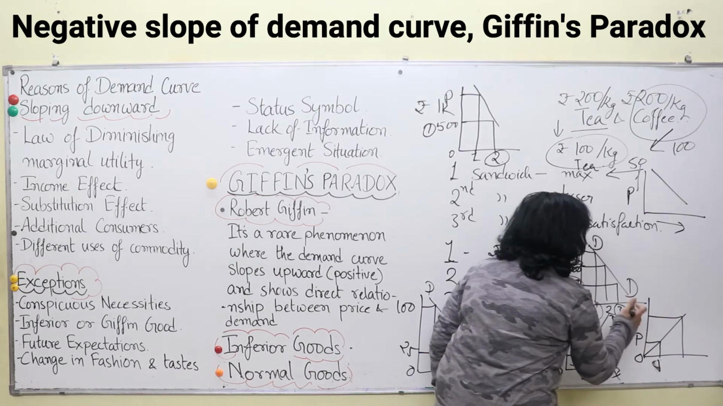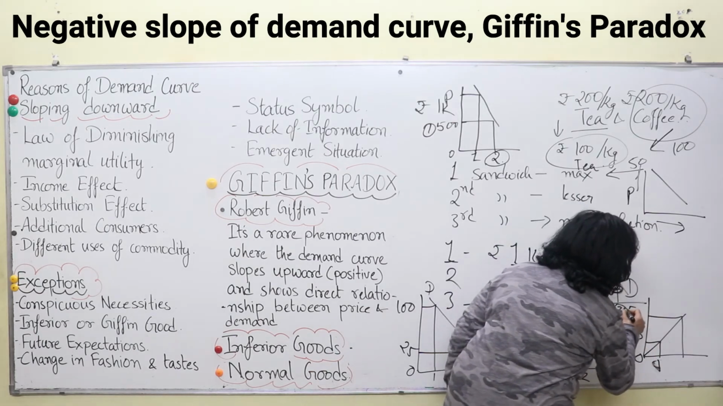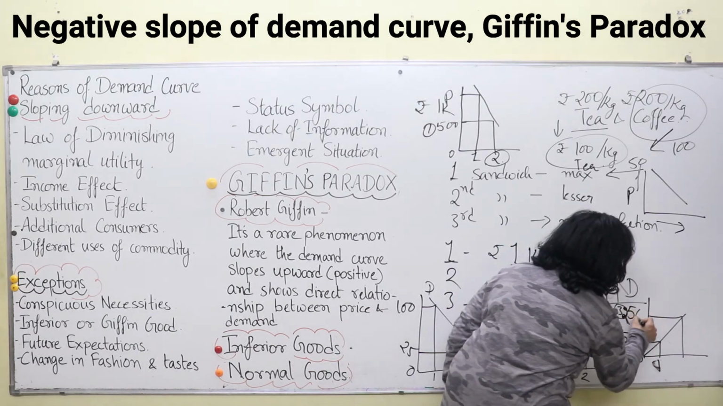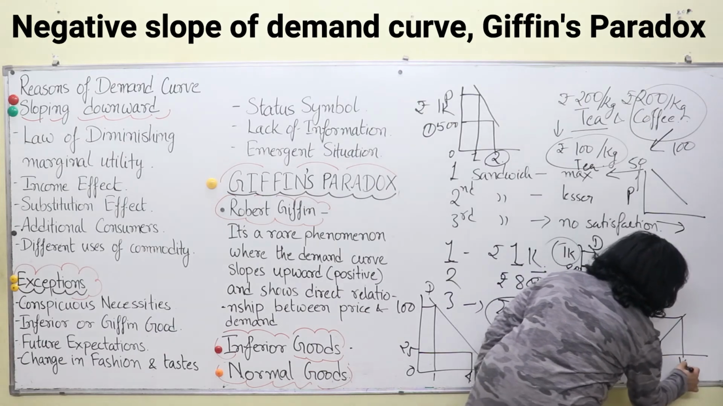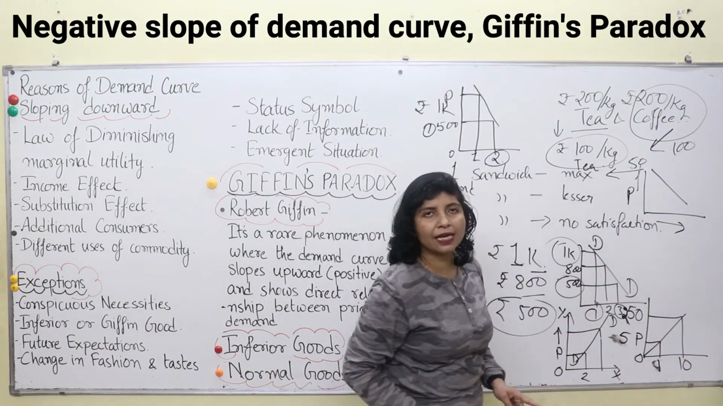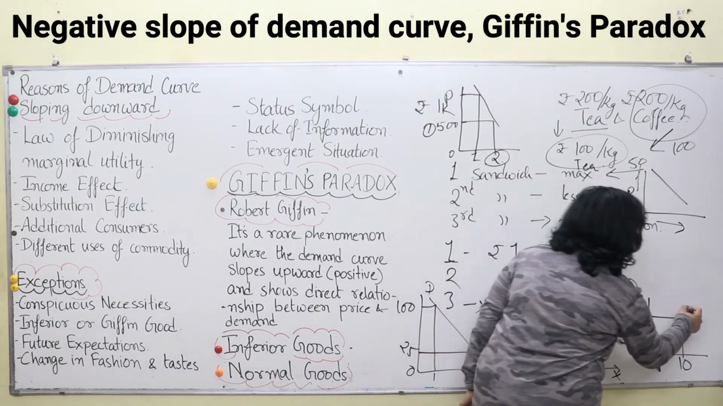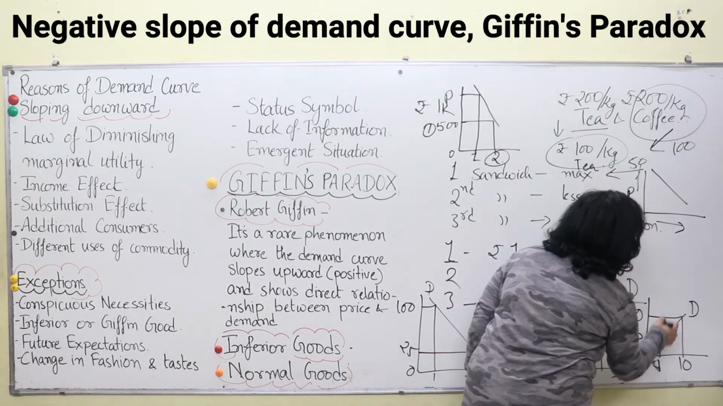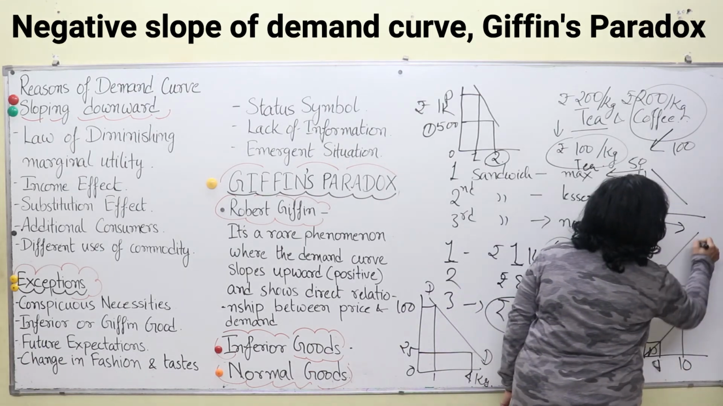Okay, when the price was 250 rupees, the demand increased to 10 units. That means with an increase in price, your demand has also increased. And here the demand curve is positively sloped. That means its slope is like this, positively sloped.